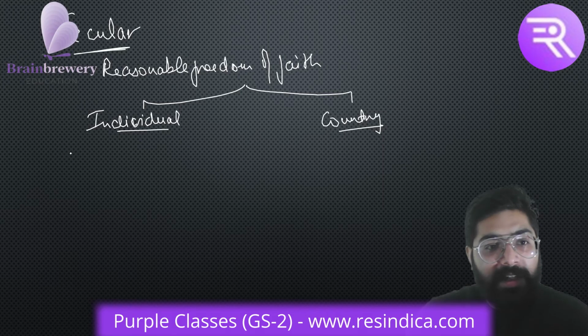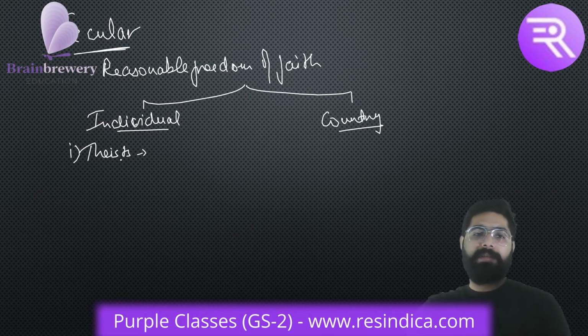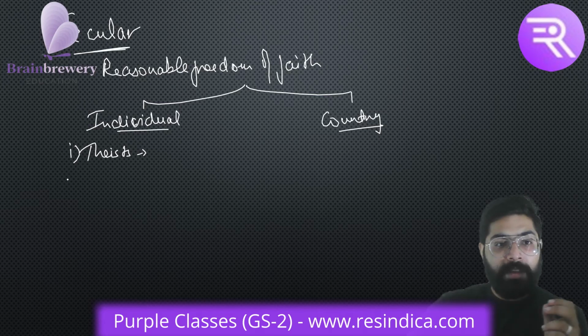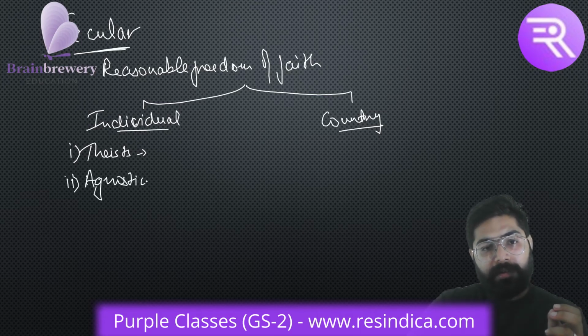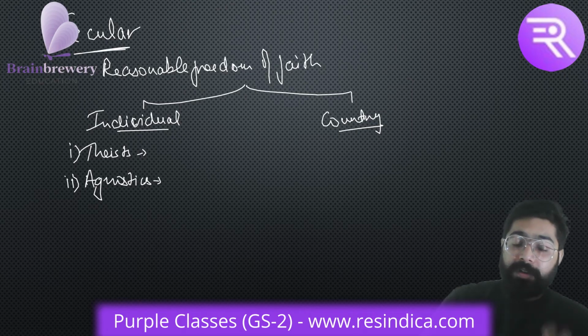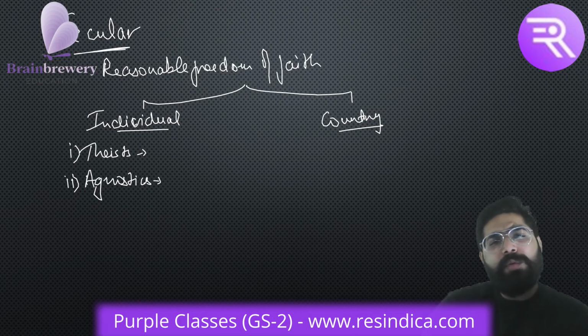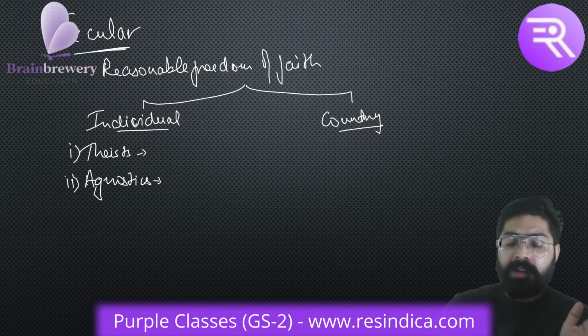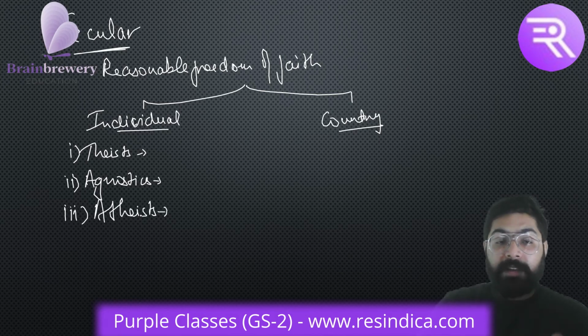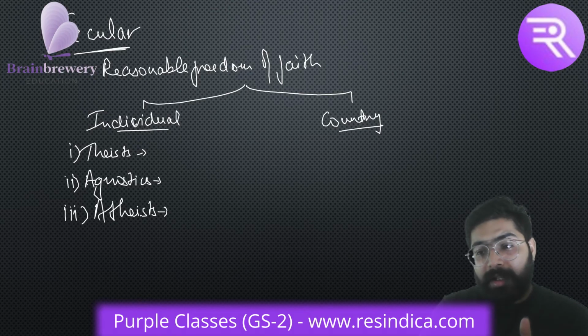From the perspective of the individual, there can be three types of people. The first are theists. They say that we believe in the existence of God and we want the other person to also believe in the existence of God. The second are agnostics. These are people who personally do not believe in God, but they have no problem if any person around them is believing in God. Then comes the third type of people, atheists. They do not believe in God and they also do not like other people believing in God.